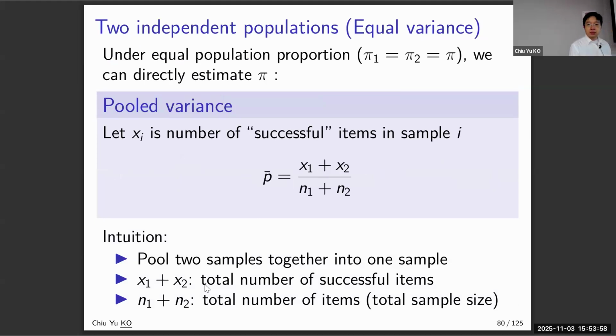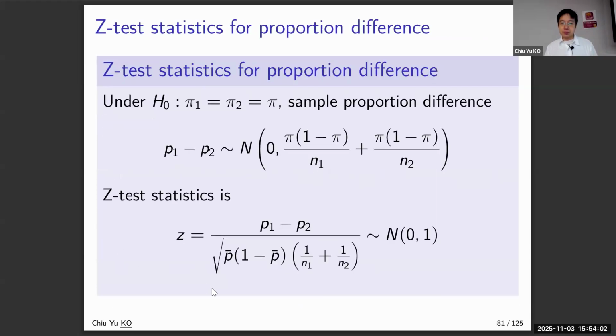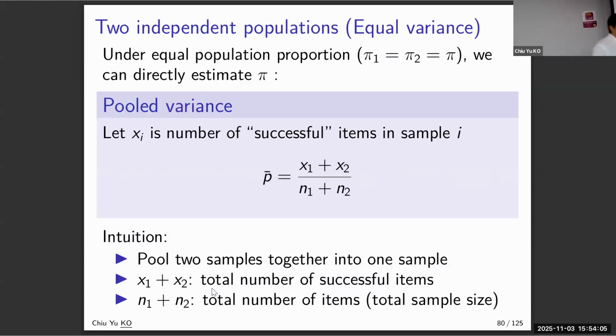So one of the interesting things is, if you assume they have the same mean, which is the same proportion, then we can come up with a better estimate of the overall mean, right? Because it's the same thing. Then combine them, that gives you a better mean, right?